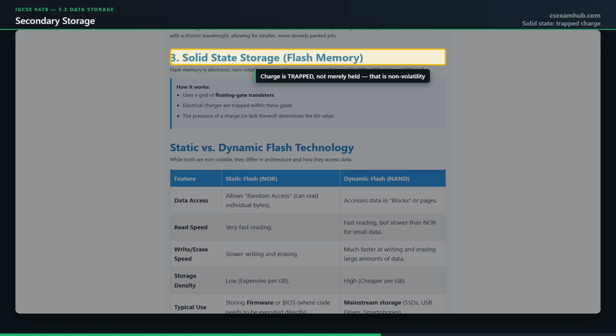Because nothing moves, solid-state storage is far faster than a hard disk, since there is no waiting for a platter to rotate or a head to travel. It is silent, uses less power, and survives being dropped. The costs are that it is considerably more expensive per gigabyte, and that flash memory cells wear out after a large but finite number of write cycles.